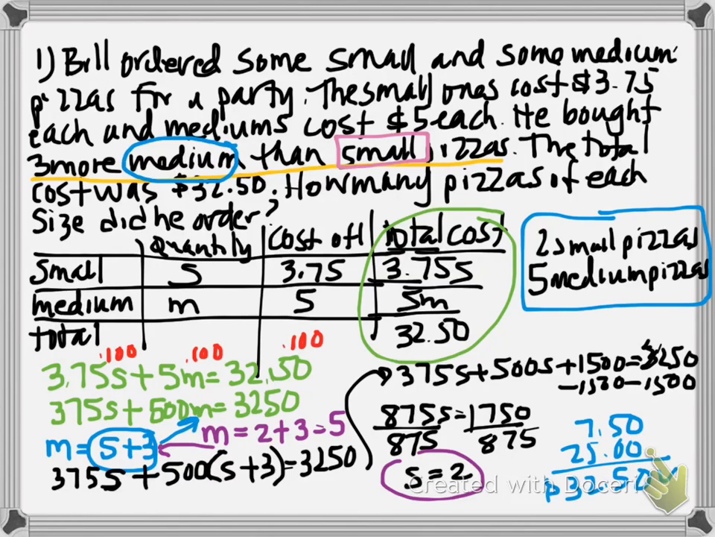Okay? All right, next problem. We've got Alan, so this is a wage problem. Alan earns $3.50 per hour.